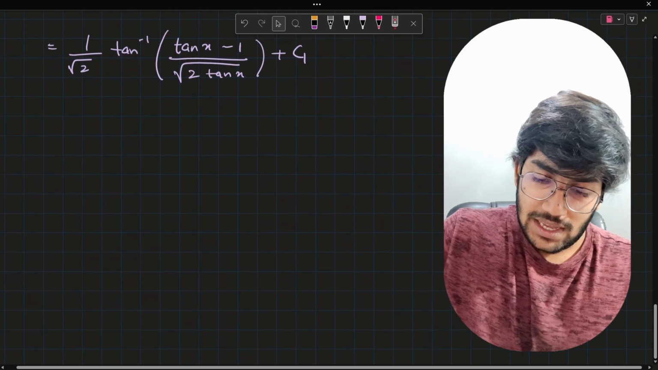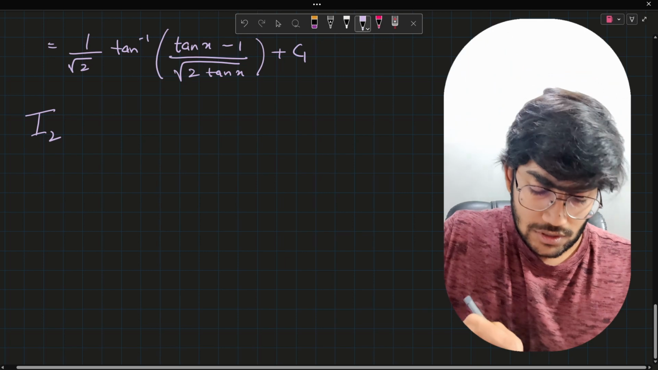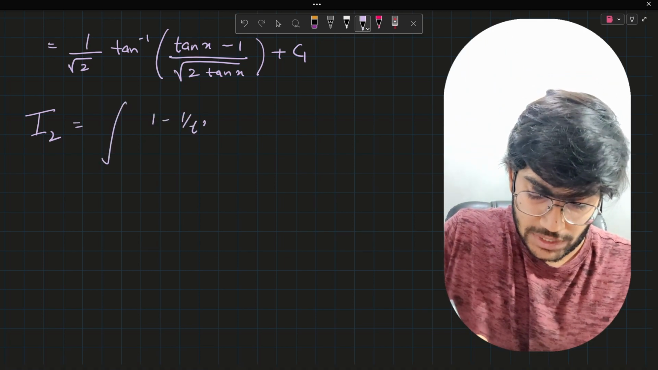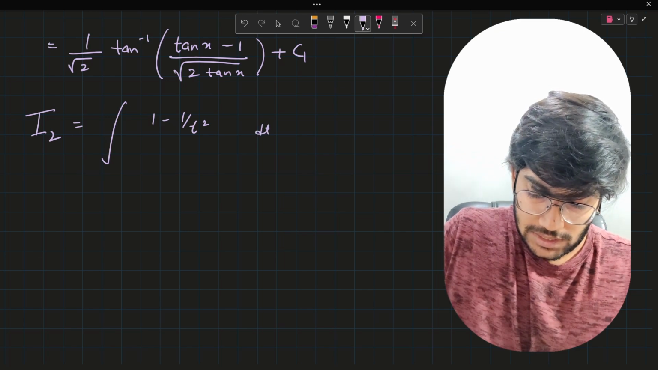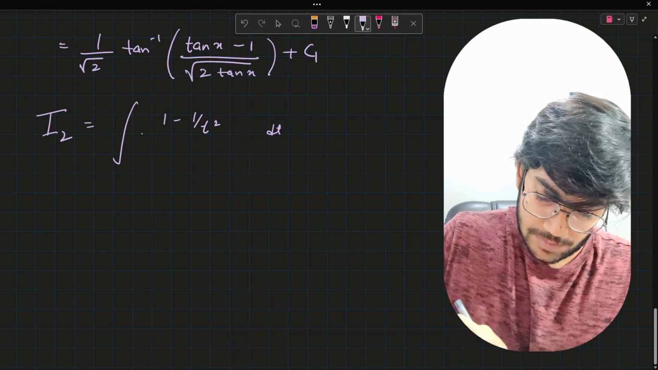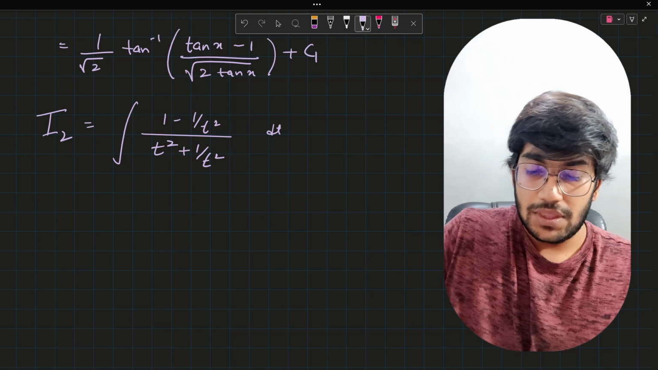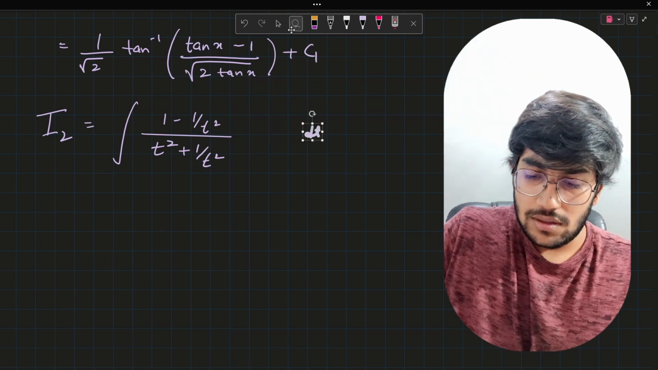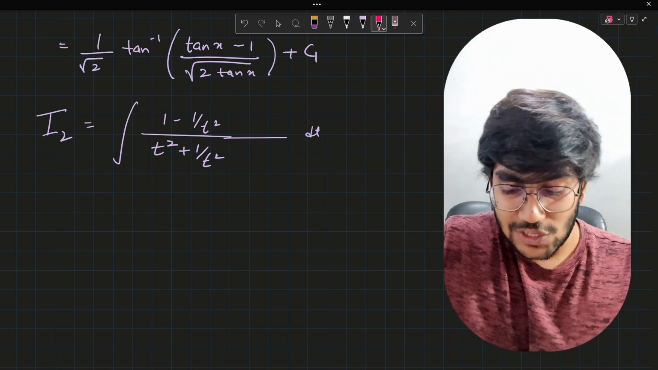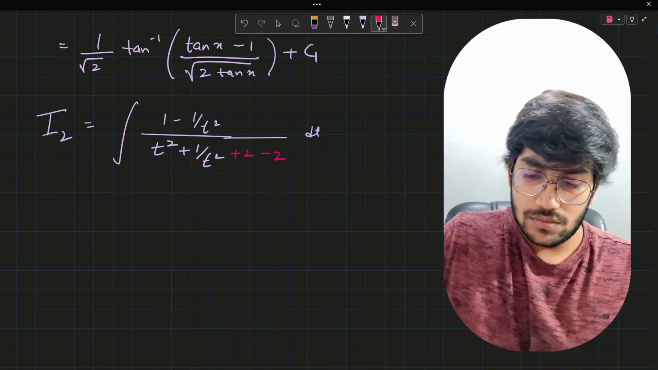So now let us solve for I2. What is I2? So I2 was the integral of 1 minus 1 over t square dt, over t square plus 1 over t square. Now again, what I'll do is again add an artificial 0 by plus 2 minus 2.